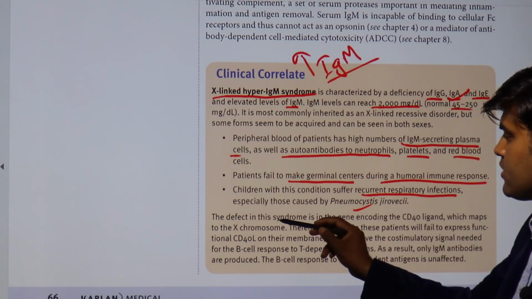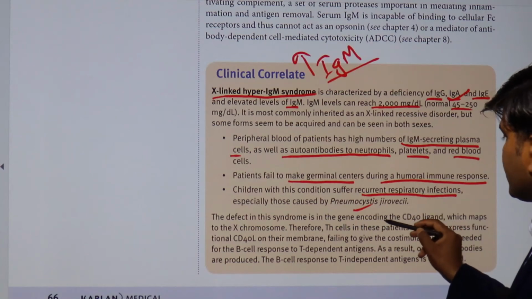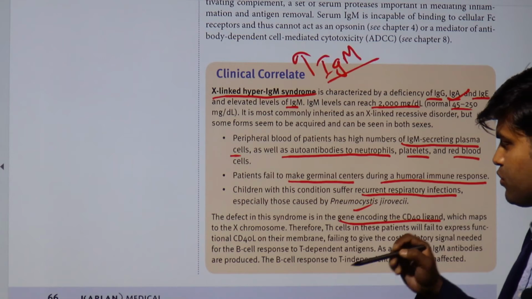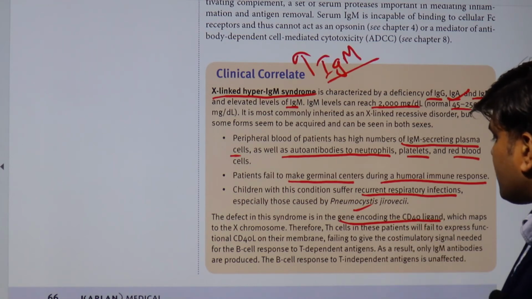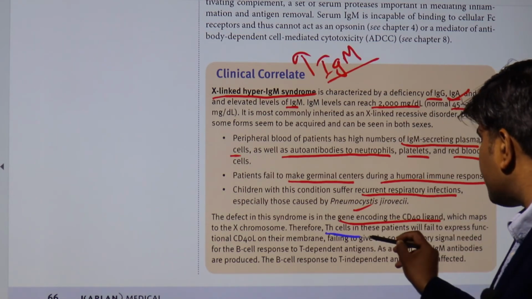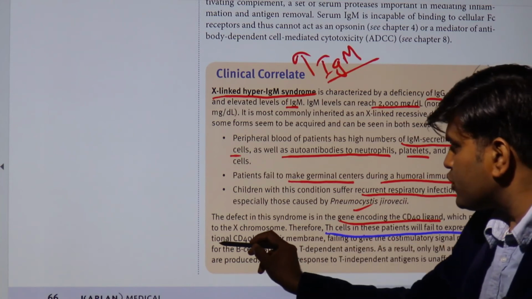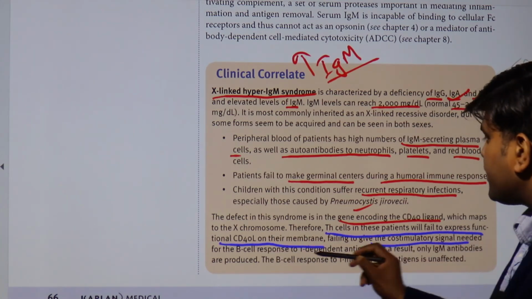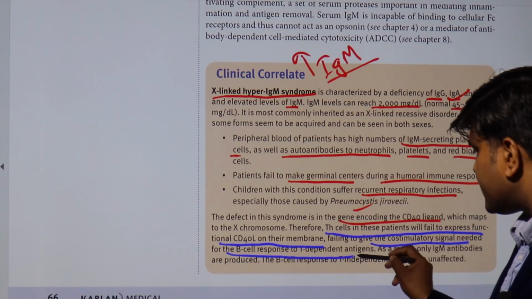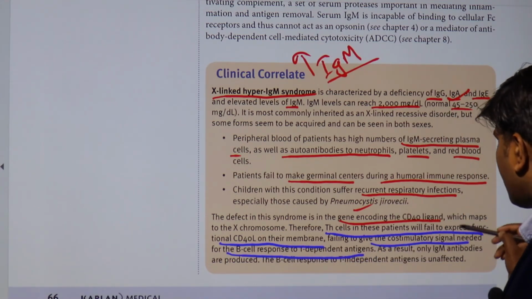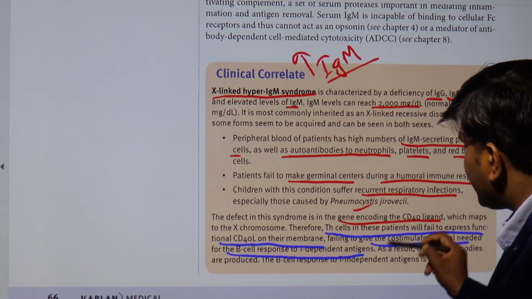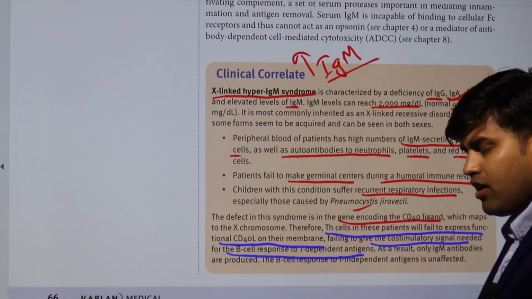Why has this occurred? This defect is seen in the gene encoding the CD40 ligand, which maps to the X chromosome. Therefore, the T cells of this patient will fail to express the functional CD40 ligand on the membrane, failing to give the co-stimulatory signal needed for the B cell response to T-dependent antigen. As a result, only IgM antibodies are produced. The B cell response to T-independent antigen is unaffected.